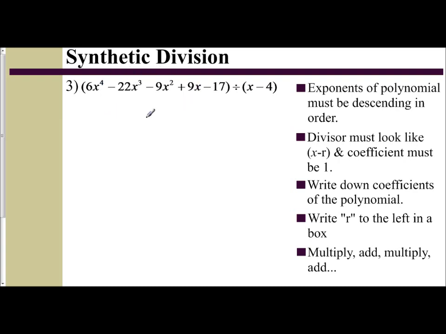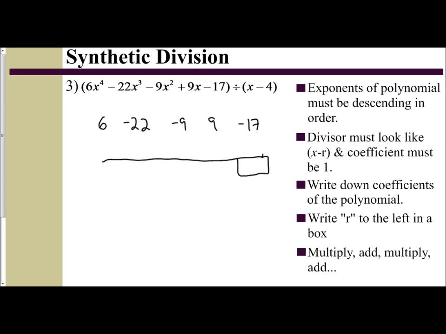I have no gaps. And so I'm going to put my coefficients down, 6, negative 22, negative 9, 9, and negative 17. Leave a space, leave a row, my line down, and put a box for where my remainder is going to go.